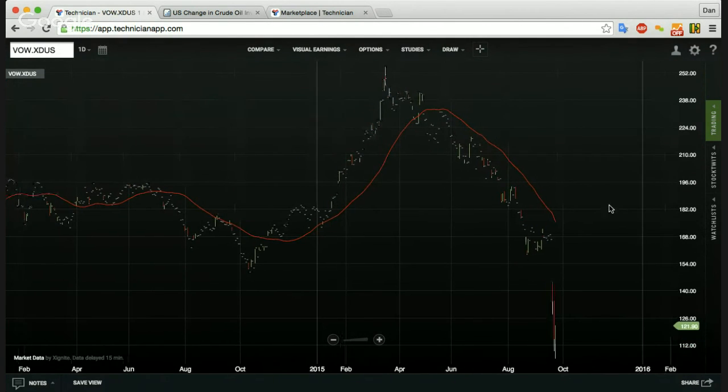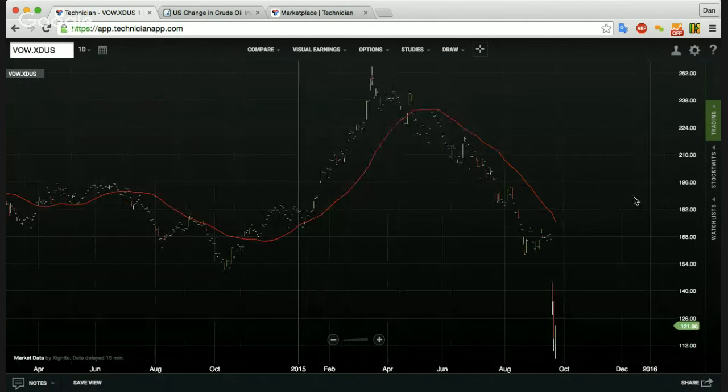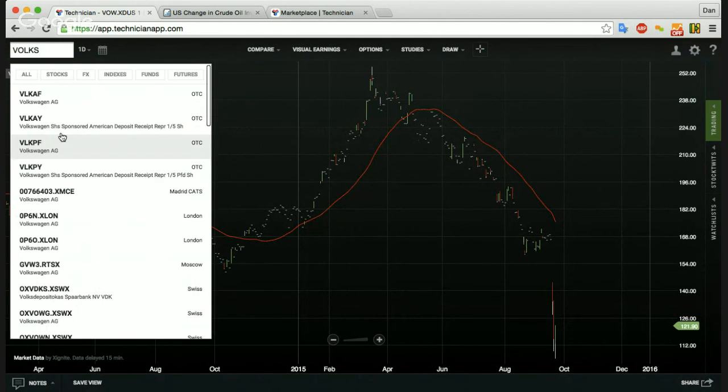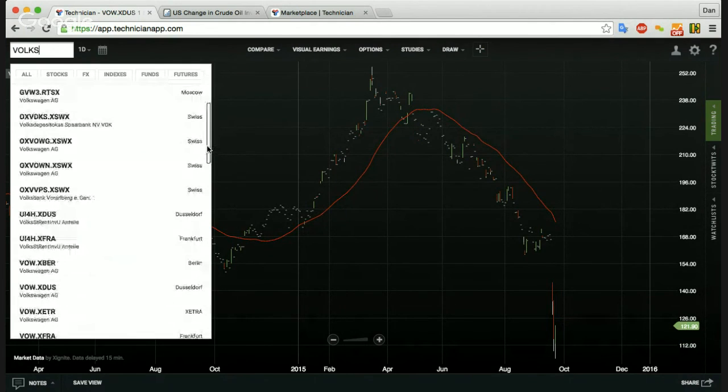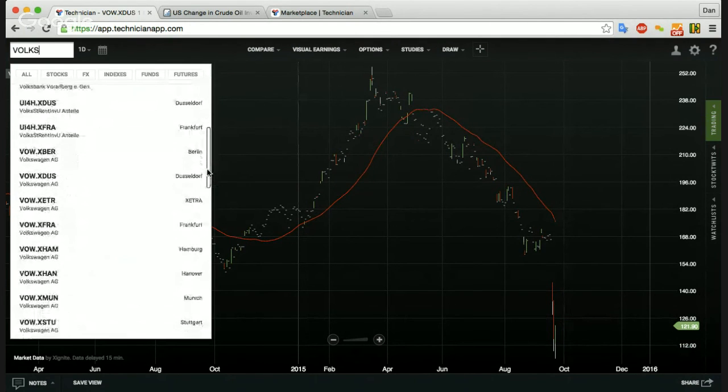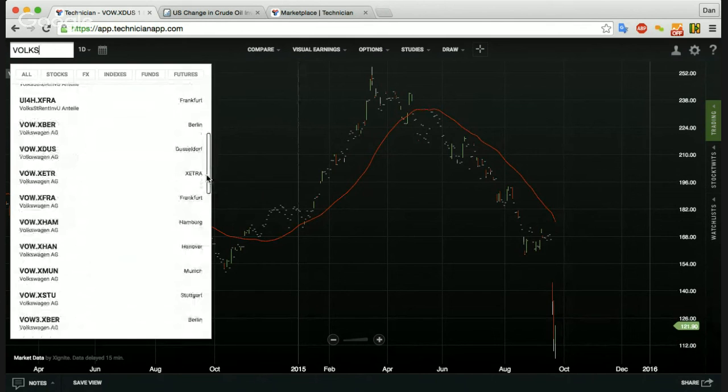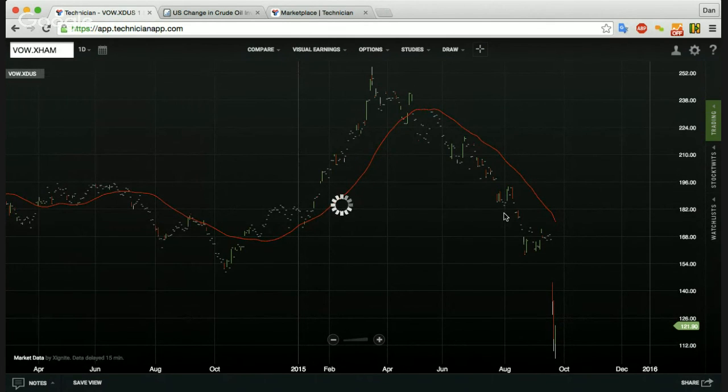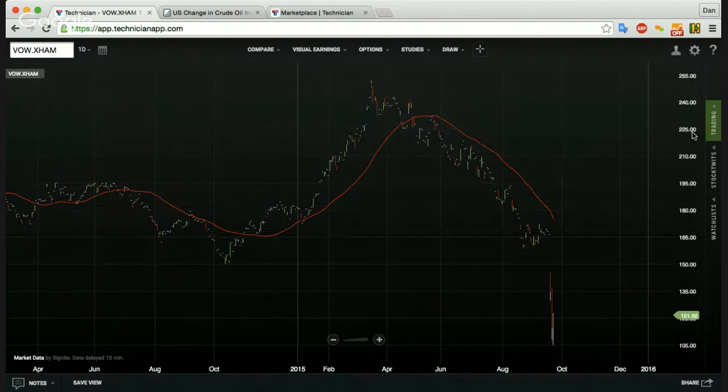And in Technician, generally, as you go through and search for a particular security, you will find international equities. You can also filter down to just stocks, FX, indices, etc. And something like Volkswagen that actually trades on multiple exchanges, you will see each of the exchanges that it trades on and can switch to that data. And as Lee and team have earnings data for those particular international securities, that will automatically get added.